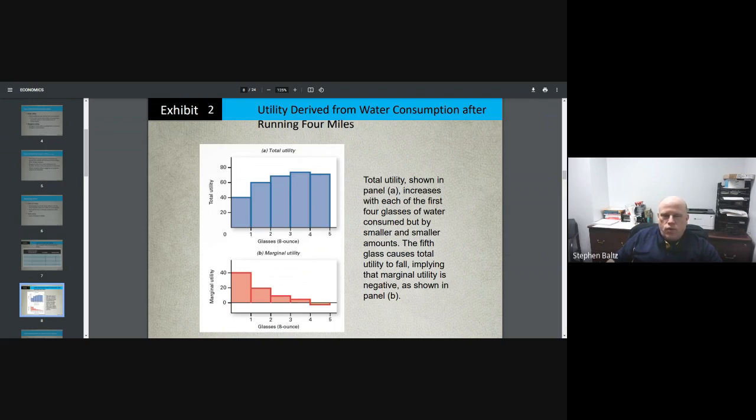Okay, so the basic idea here is that since total utility is just the sum of all the marginal utilities, there is a direct relationship between the two. As long as marginal utility is a positive number, total utility is going to increase, okay, because we're adding more satisfaction or utility to the total. All right, but then once marginal utility becomes negative, that's where total utility starts to fall.